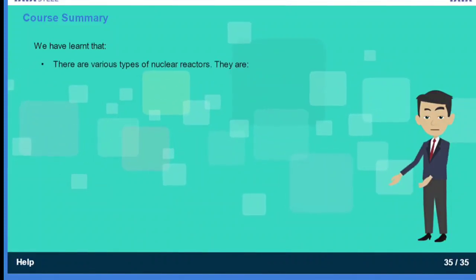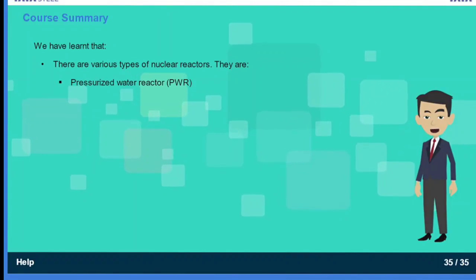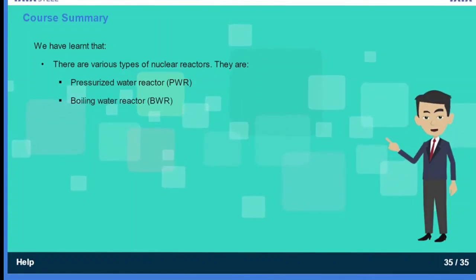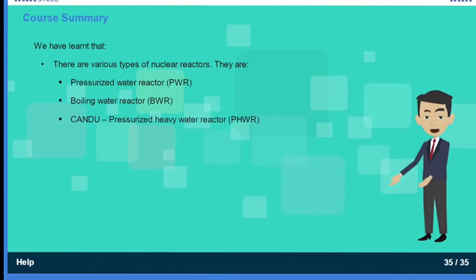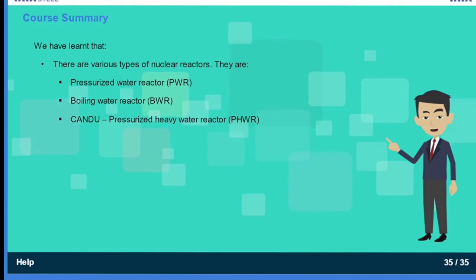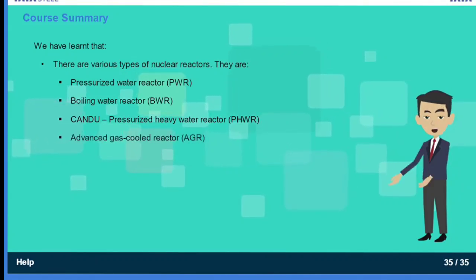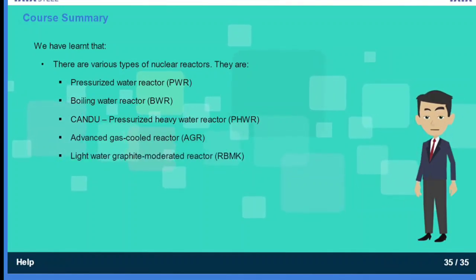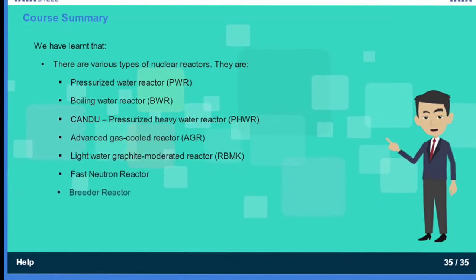There are various types of nuclear reactors. They are pressurized water reactor or PWR, boiling water reactor or BWR, CANDU, pressurized heavy water reactor or PHWR, advanced gas cooled reactor or AGR, light water graphite moderated reactor or RBMK, fast neutron reactor, breeder reactor.